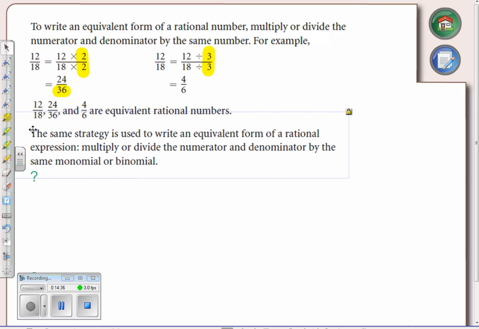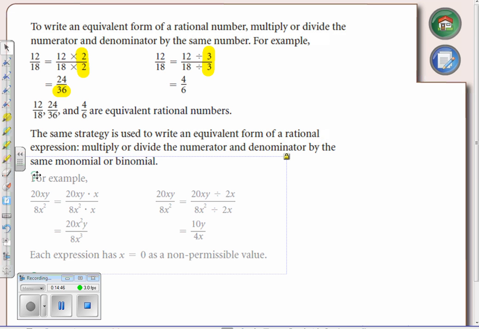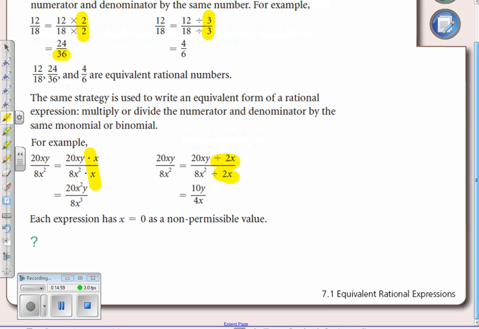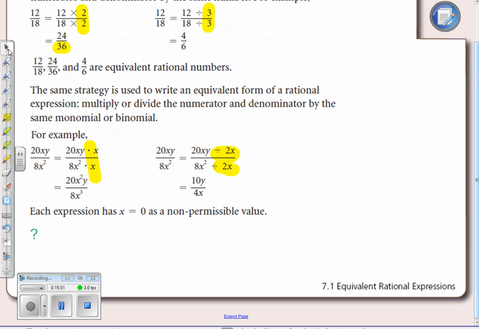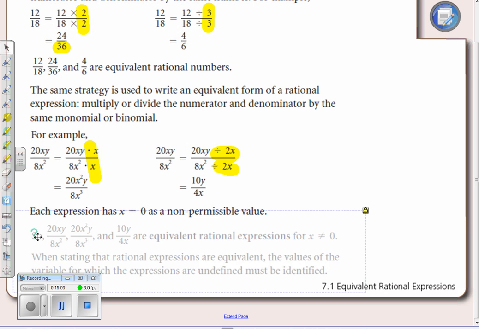Same thing we can do when we are dealing with variables. And this is all that's saying. I can go ahead and multiply by x. I can divide both of them by 2x. As long as I'm doing the same thing to numerator and denominator, multiplying or dividing, I still have it equivalent. So those three are all equivalent.